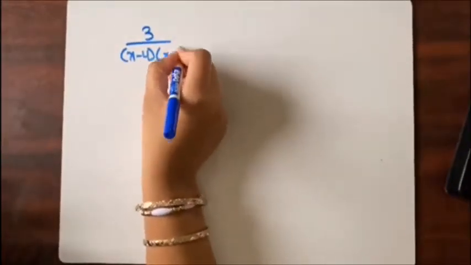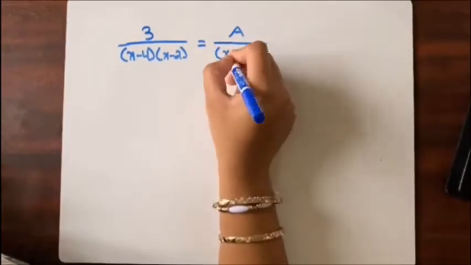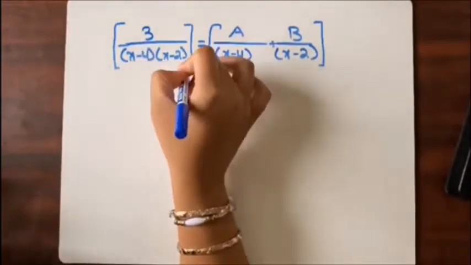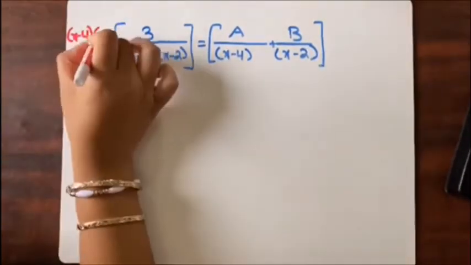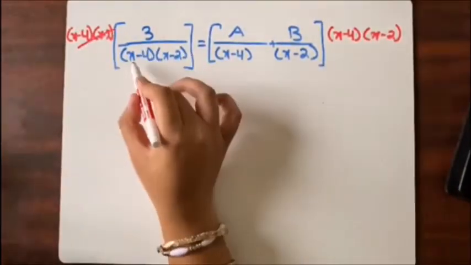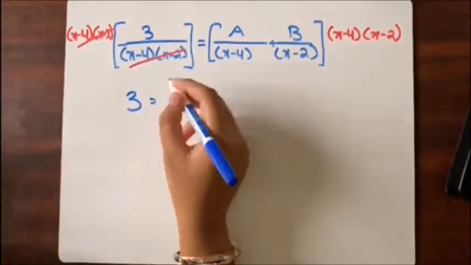Because x squared minus 6x plus 8 equals x minus 4 times x minus 2, we should include one partial fraction for each factor. Where a and b are to be determined, multiplying this equation by the least common denominator x minus 4 times x minus 2 yields the following equation.